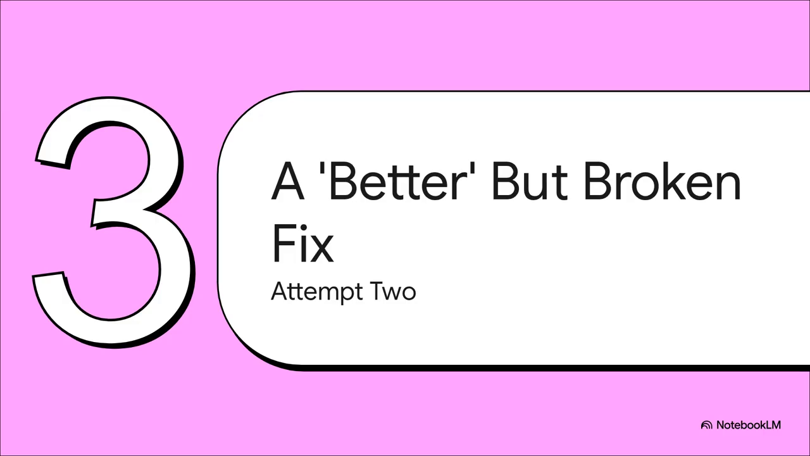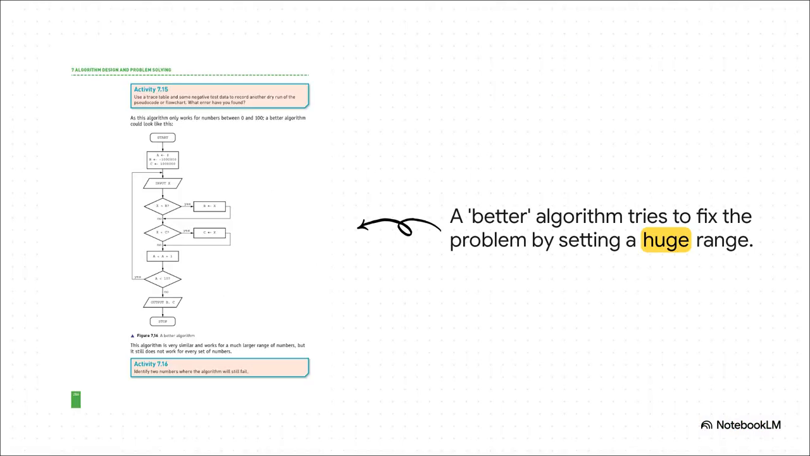All right, on to attempt 2. The programmer thinks they know where it went wrong, and they create what the source material calls a better algorithm. The intention here is good, but as we're about to find out, sometimes fixing one problem just ends up creating a totally new one. Let's look at the thinking here.